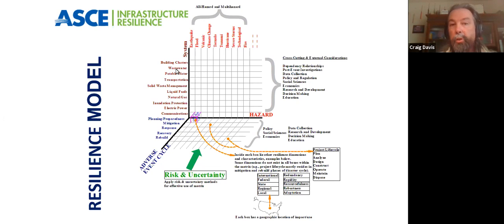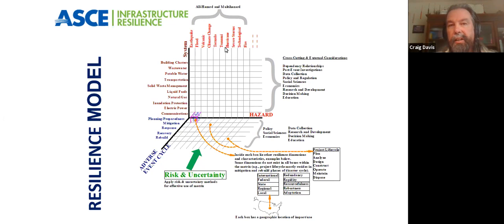but also infrastructure includes buildings, but I'm not talking about buildings. I'll be talking about everything but buildings on this. But a lot of the things I do talk about could be implied to work with many building aspects. Okay, horizontally, we have hazards, and then coming out of the plane of the screen, we have the adverse event cycle. Then surrounding this, we have other dimensions that influence infrastructure resilience.